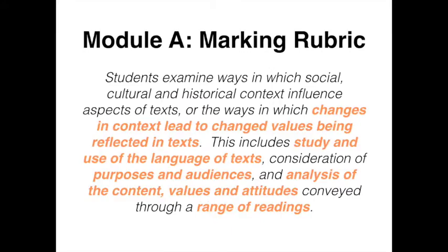The rubric asks you to examine the ways in which social, cultural, and historical context influences aspects of text, or the ways in which changes in context lead to changed values being reflected in text. This includes study and use of language and text, consideration of purpose and audience, and analysis of the content, values, and attitudes conveyed through a range of readings.